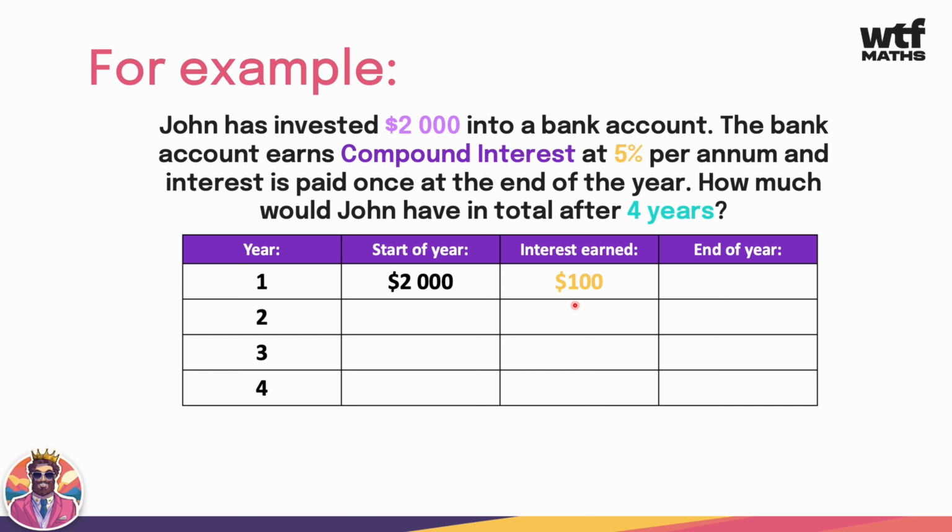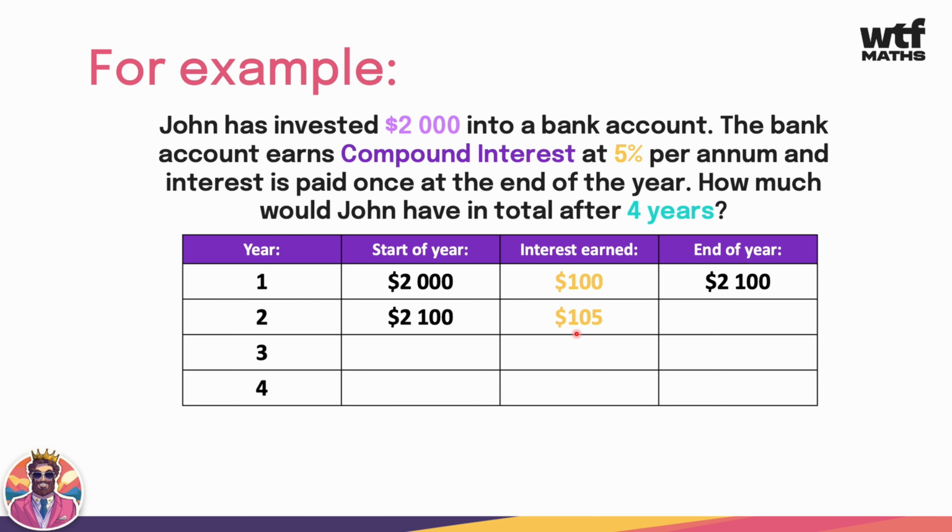Now to find the total amount of money he has, we'll take our principal, add the interest to get the new balance, which is $2,100. So at the end of the first year, this is how much money he has in his bank account. Now here's the really important bit. The amount of money you end the year with will be the exact same as what you start the year with. So now our principal has changed to $2,100. If we calculate 5% of $2,100, we'll get $105.